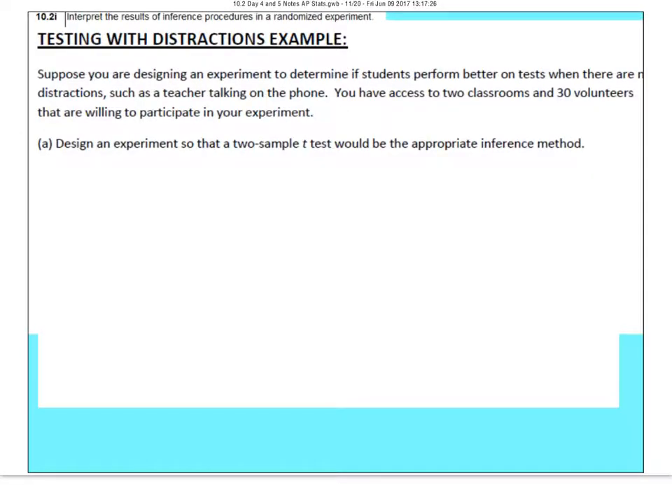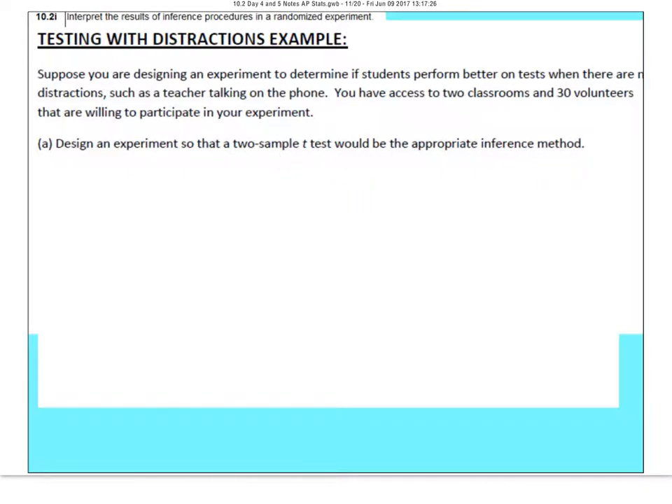Now let's quickly look at 10.2i. We're going to interpret the results of inference procedure in a randomized experiment. We're just going to look at this one example. So here it says, suppose you're designing an experiment to determine if students perform better on tests when they are not distracted, such as a teacher talking on the phone. You have access to 2 classrooms and 30 volunteers that are willing to participate in your experiment. Design an experiment so that a 2-sample t-test would be appropriate.